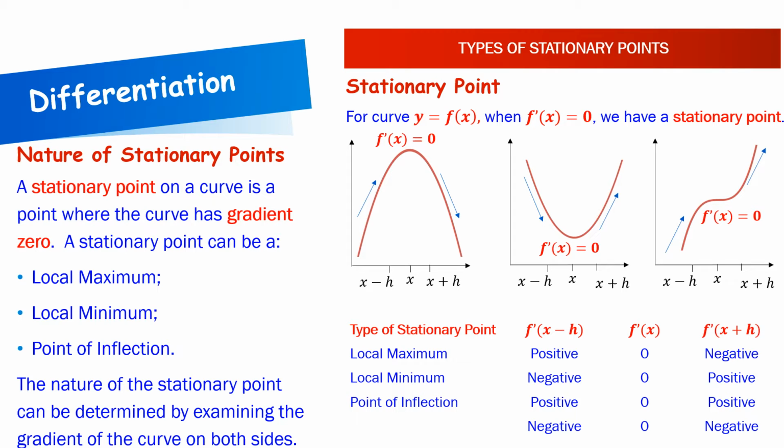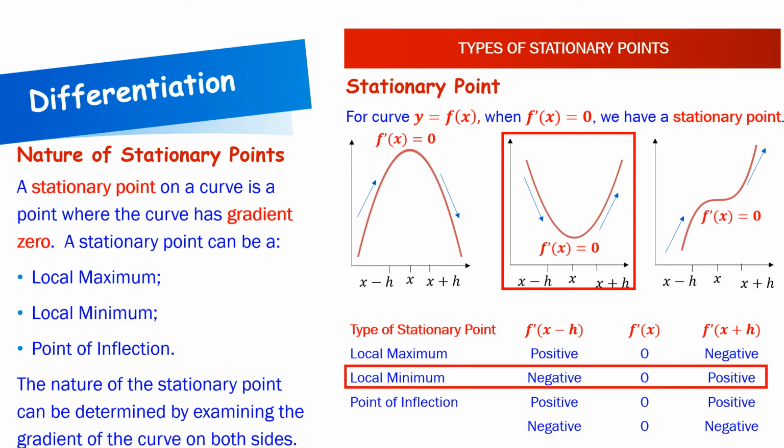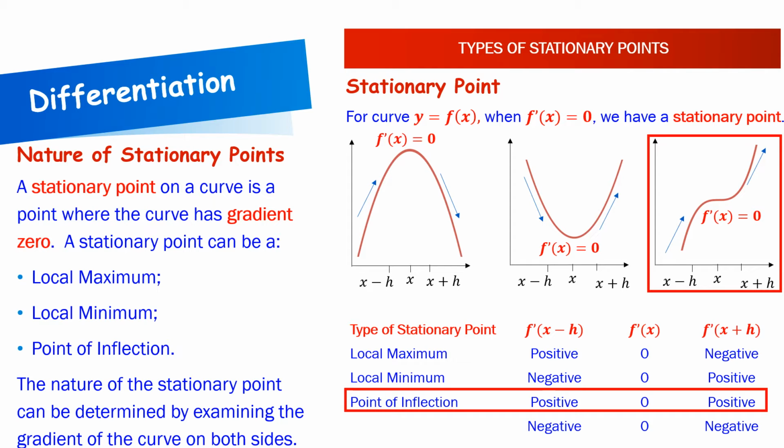And here's a summary. For a local maximum, f dash of x minus h is positive, f dash of x is 0, and f dash of x plus h is negative. For a local minimum, f dash of x minus h is negative, f dash of x is 0, and f dash of x plus h is positive. And for the point of inflection that you can see, f dash of x minus h is positive, f dash of x is 0, and f dash of x plus h is also positive.